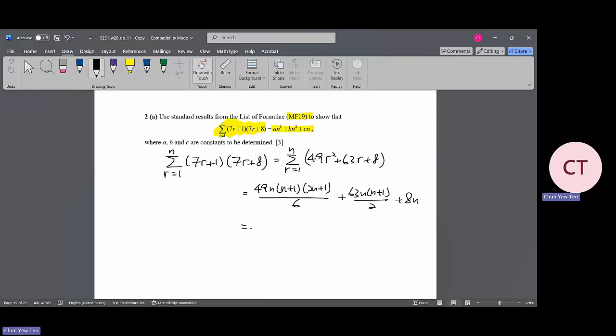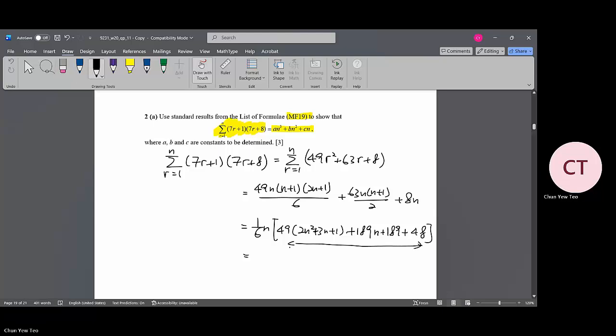To make our job easier, we try to factorize the n out first. That means I factorize the 1 over 6n. If I factorize the 1 over 6n out, I get 49 times 2n squared plus 3n plus 1, then this one will be 189n plus 189, and this one will be 48. So we make the expression inside become quadratic. But if you don't factorize it out, it's still fine.